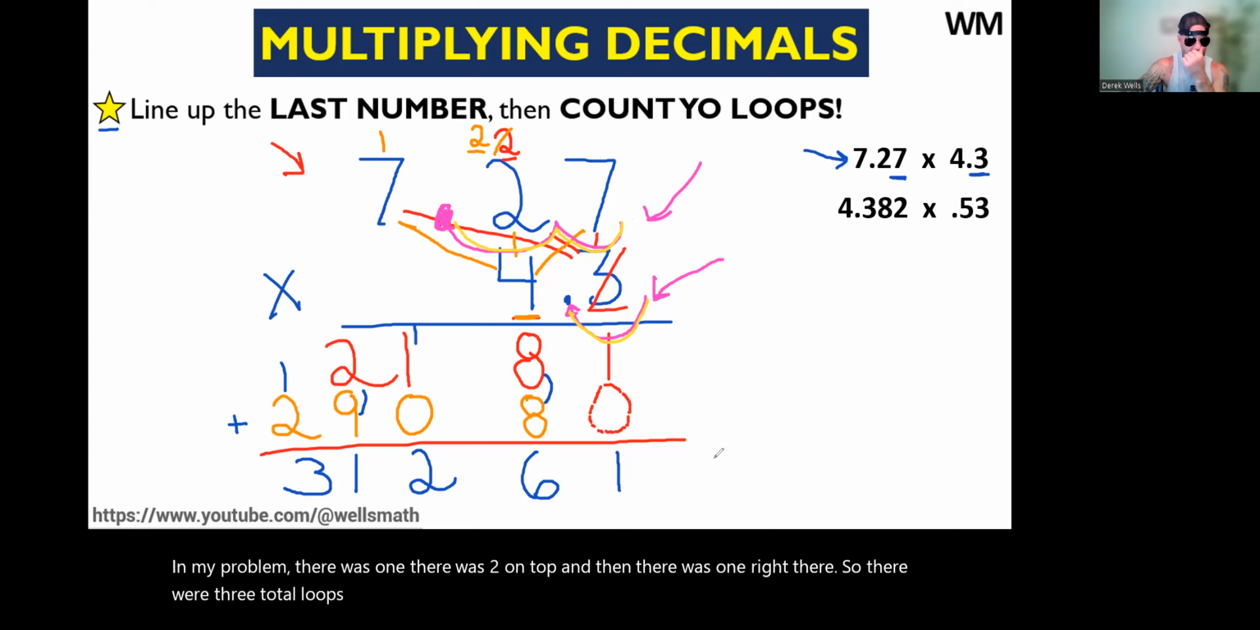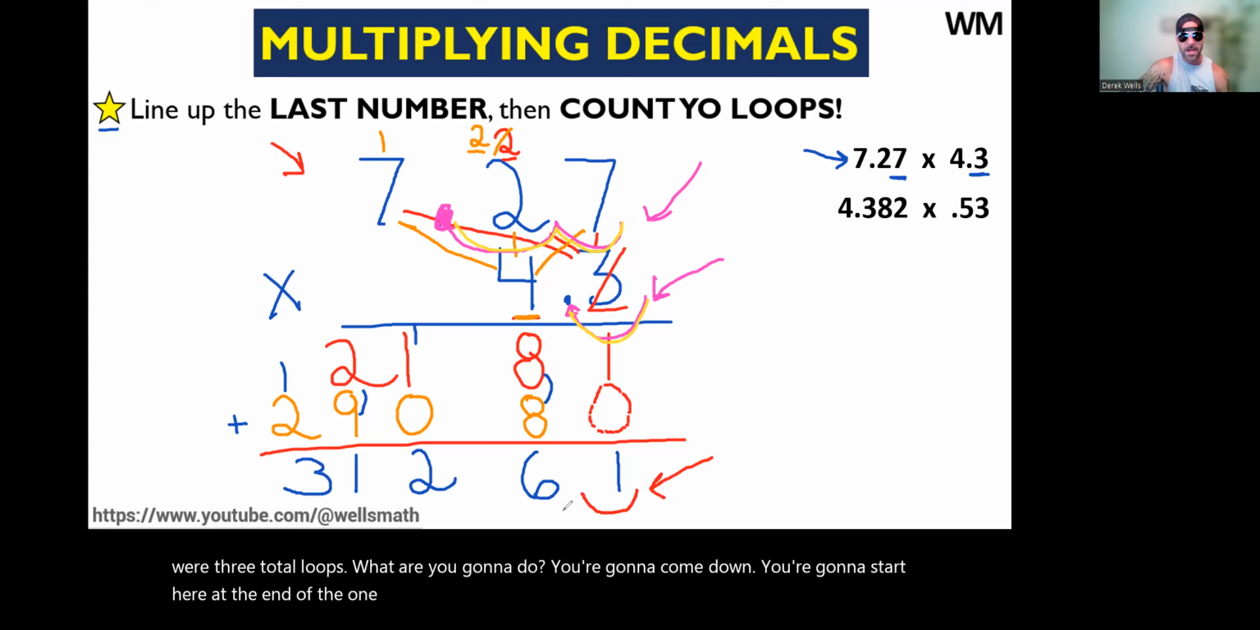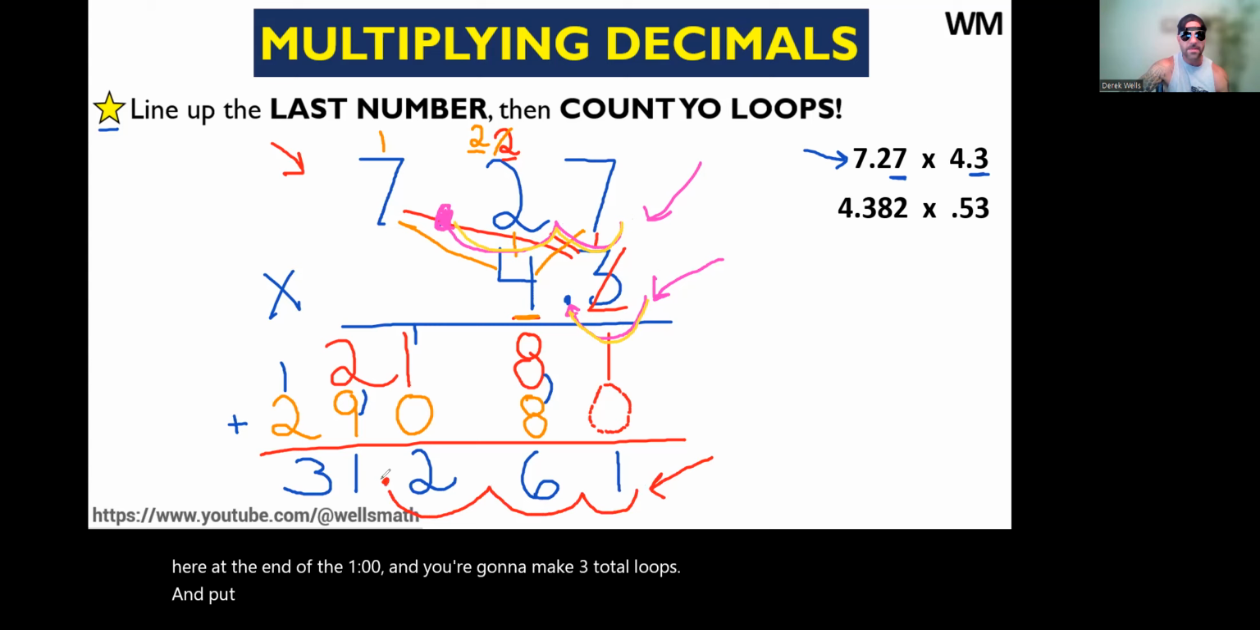What are you going to do? You're going to come down. You're going to start here at the end of the 1, and you're going to make 3 total loops and put the decimal right there. 31.261, or 31 and 261 thousandths if you want to sound fancy.